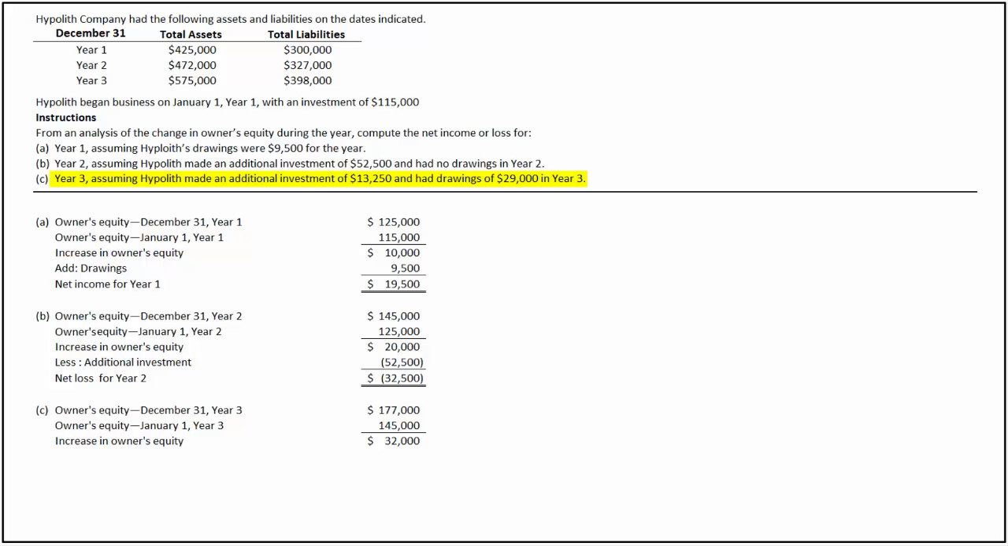Note that the owner's investment and net income increase owner's equity, while withdrawals and net losses decrease owner's equity. Therefore, net income can be determined by deducting additional investment and adding withdrawals to the increase in owner's equity during the year. Hence, by deducting $13,250, we get a balance of $18,750. To this, we add drawings of $29,000 to arrive at net income for year 3 of $47,750.